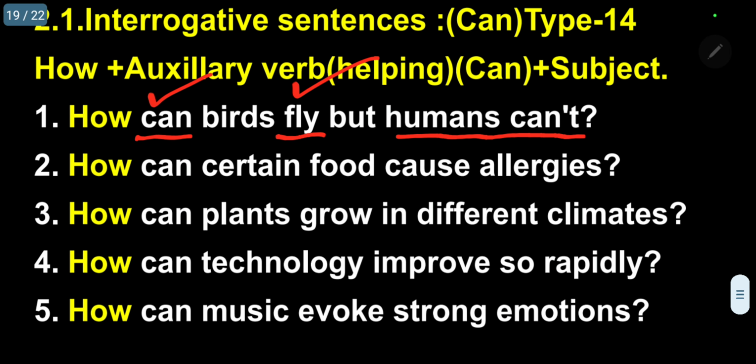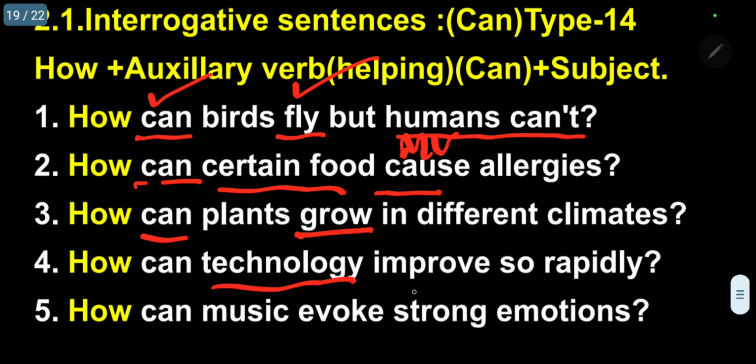My Tamil translation. How can certain food cause allergies? Cause, main verb; can, auxiliary. How can plants grow in different climates? Grow, main verb; can, auxiliary. How can technology improve so rapidly? Improve, main verb; can, auxiliary verb.